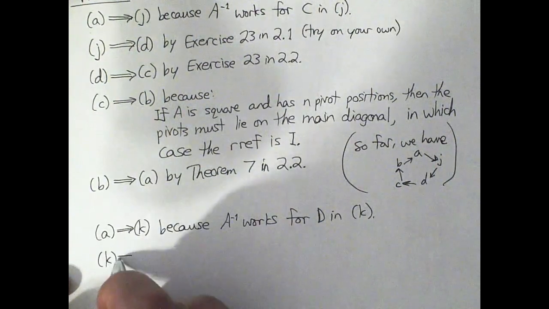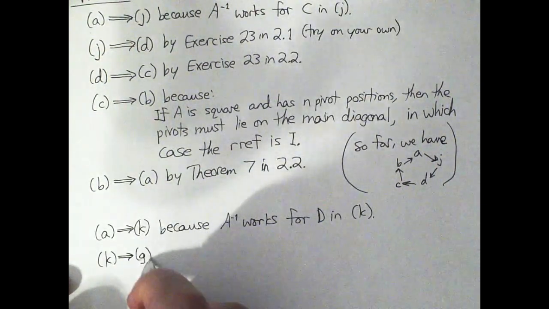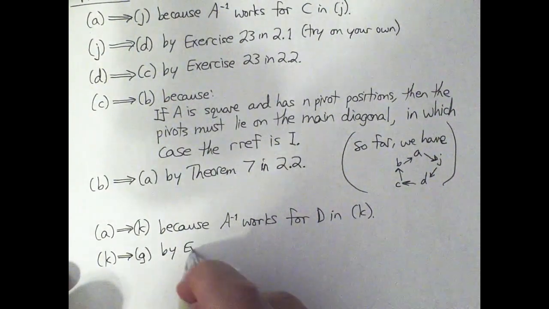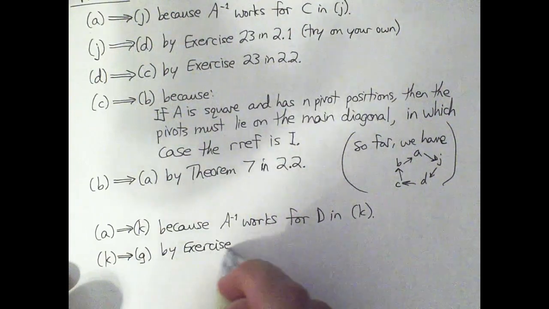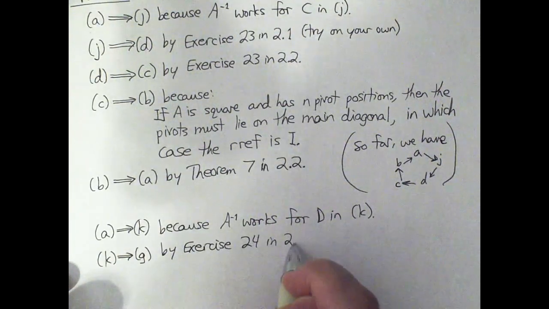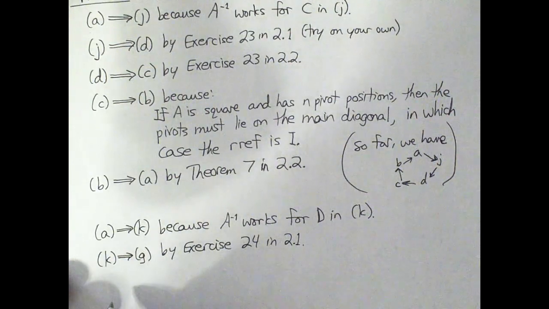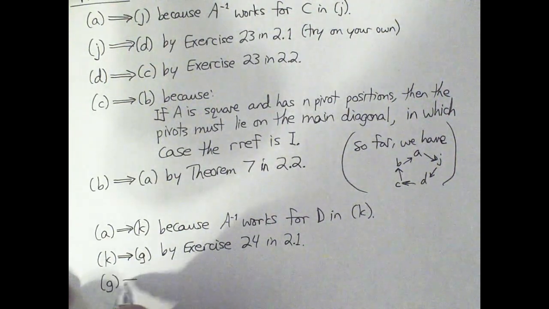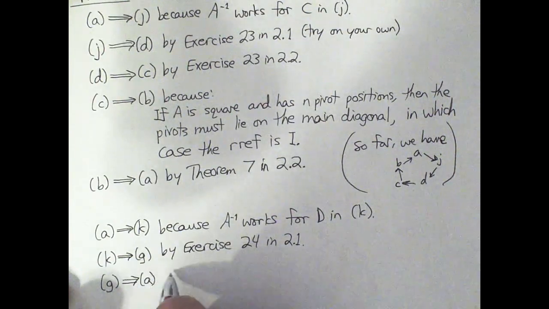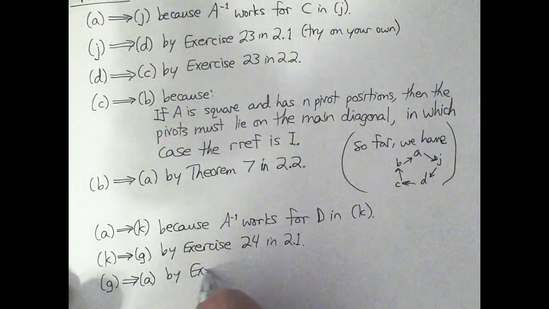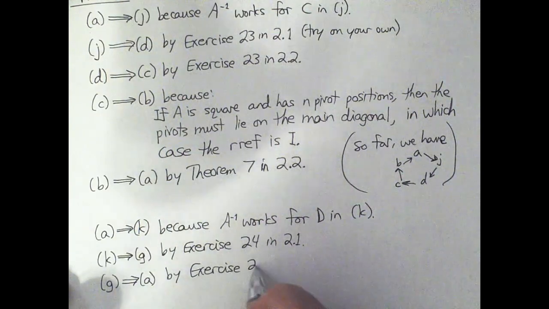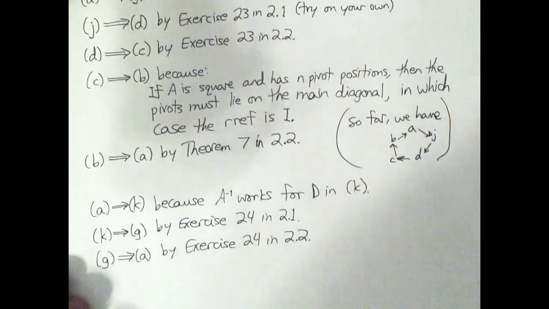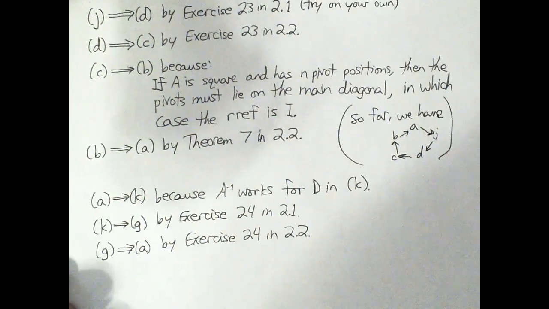Why does item K imply item G? Well, that's an exercise. That is by exercise 24 in section 2.1. Just asks you to prove that step. Why does item G imply item A? To close this loop. Well, that's also an exercise. This is by exercise 24 in section 2.2. So exercises are things you can try on your own for practice and to kind of fill in these gaps.